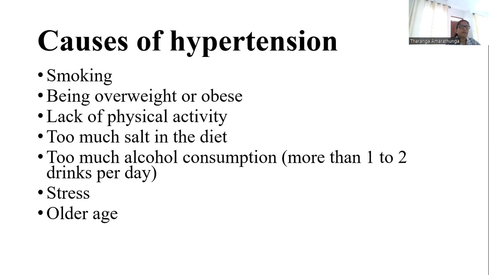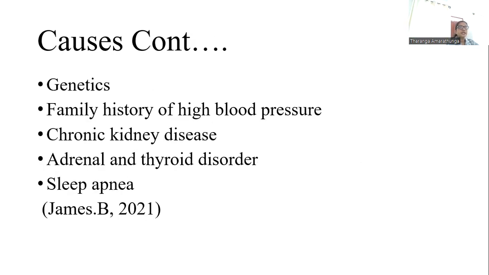Causes of hypertension. Smoking, being overweight or obese, lack of physical activity, too much salt in the diet, too much alcohol consumption, more than 1 to 2 drinks per day, stress, old age, and genetics, family history of high blood pressure, chronic kidney disease, adrenal and thyroid disorder, sleep apnea. Now move to the next slide.